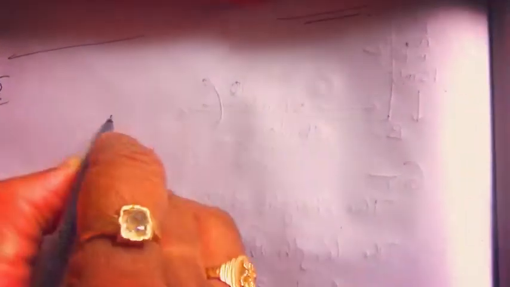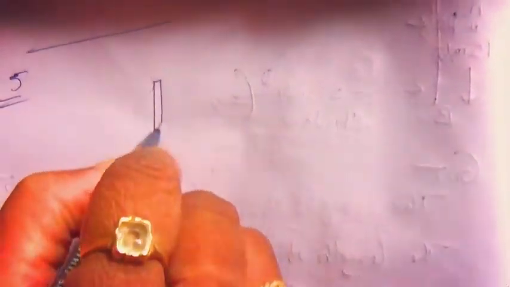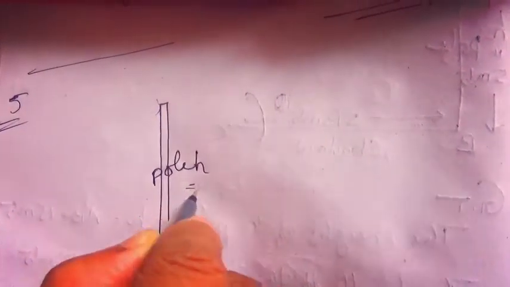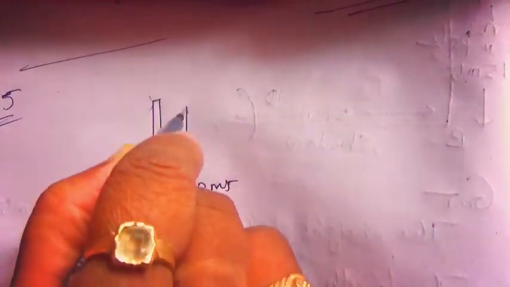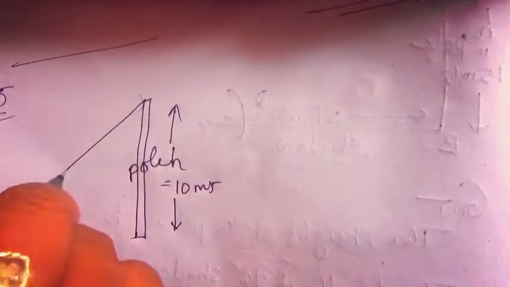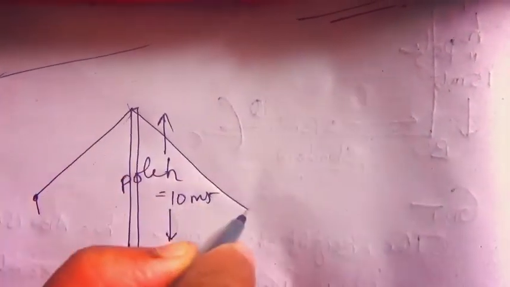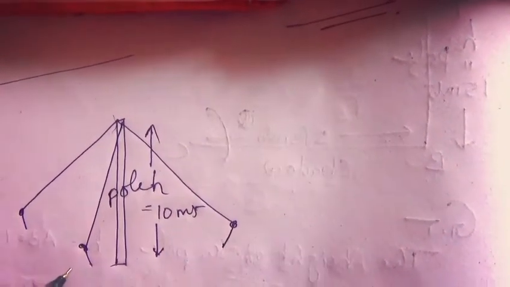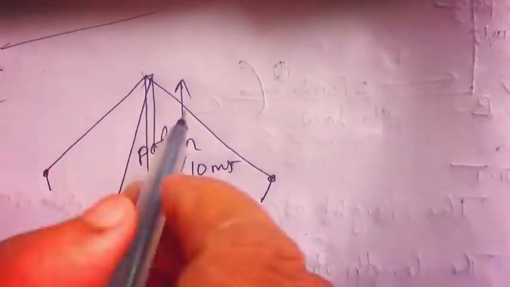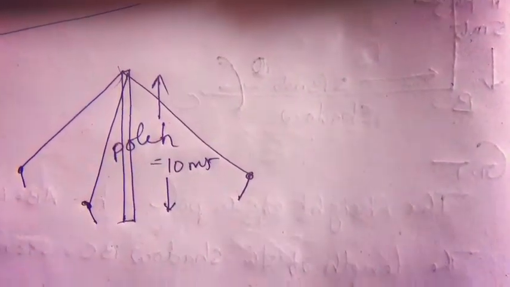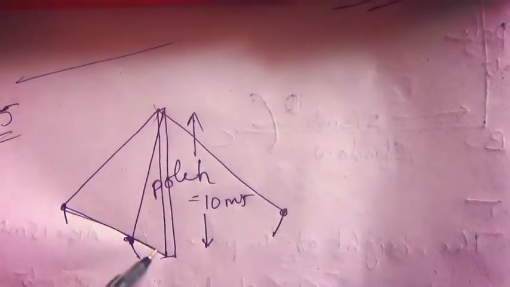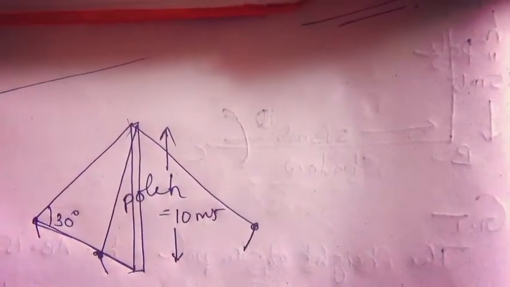Okay, so first of all, the fifth sum. So we have one pole. This is pole. The height of this pole, h, is 10 meters, and it ties in 3 directions. In 3 directions it ties with the pole, threads, ropes. It will not give any length of the rope, but it makes an angle of 30 degrees.